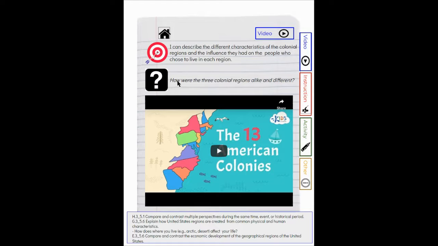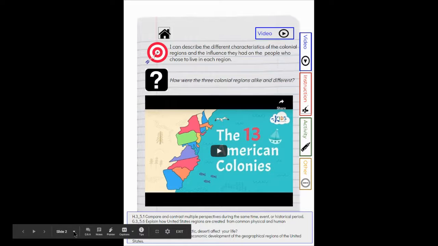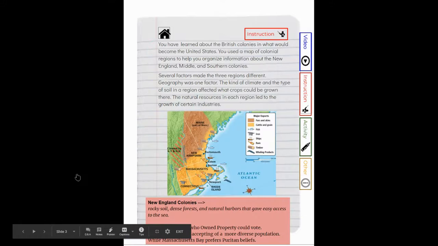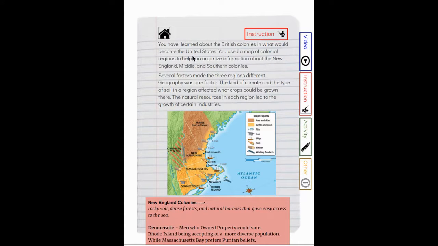Your driving question is, how are the three colonial regions alike and different? That driving question has stayed the same over your last few lessons. You have learned about the British colonies and what would become the United States. You used a map of colonial regions to help you organize information about the New England, Middle, and Southern colonies.